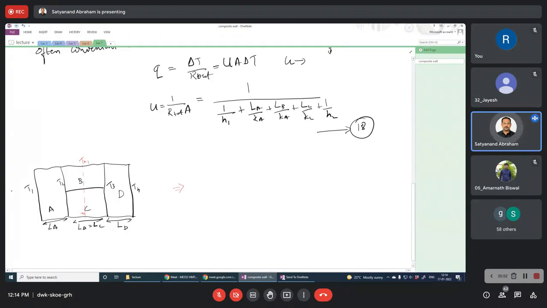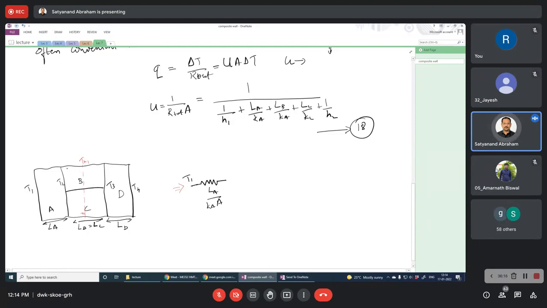So we are neglecting this h1, h infinity 1, etc. Just for this condition, we are comfortable with that. So first we have our T1, and after that everything is fine: LA by KA into A. Okay, that is fine for us.